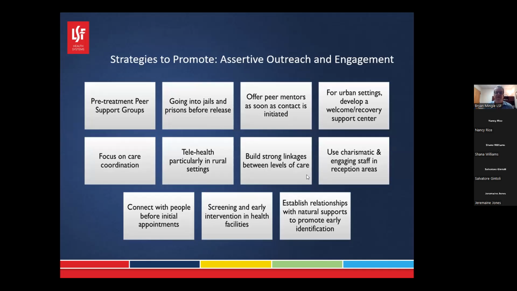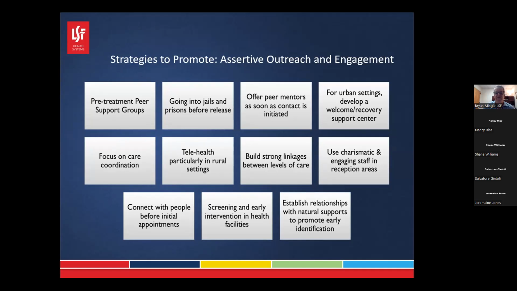And some specific strategies to promote in a ROSC are assertive outreach and engagement. And these come about through peer support groups, even before treatment. If we can get people in through outreach to come in and process their feelings, their hopes and dreams, and that may help them stay out of residential and some more expensive modalities.